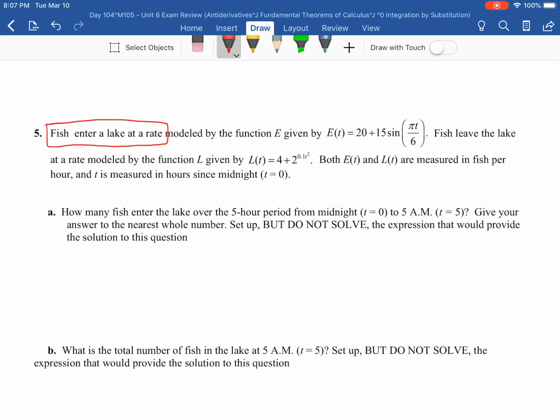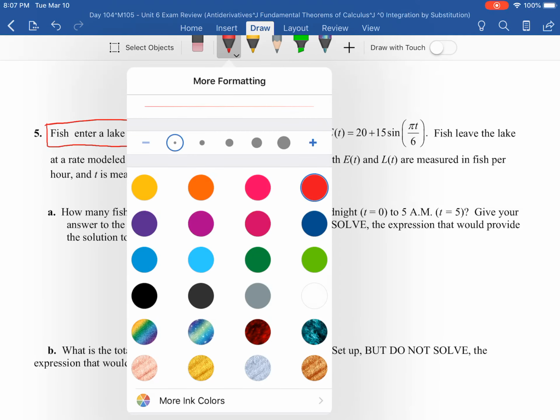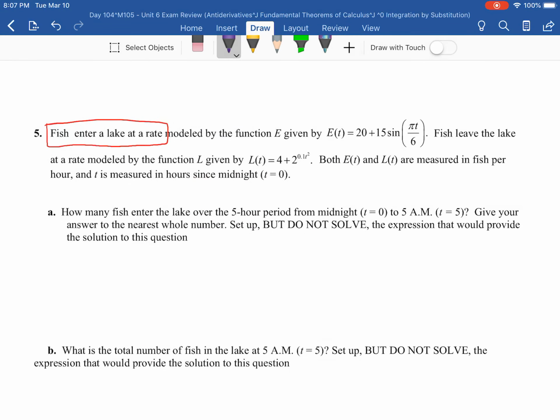Fish leave the lake at a rate modeled by the function L given by L of t. So fish leave the lake at a rate. So L is also a rate, but this time for how the fish are leaving the lake. Both E of t and L of t are measured in fish per hour. That should be another good indication that those are rates of change. And t is measured in hours since midnight. So t is equal to 0, so probably something to focus on, that t is hours after midnight.